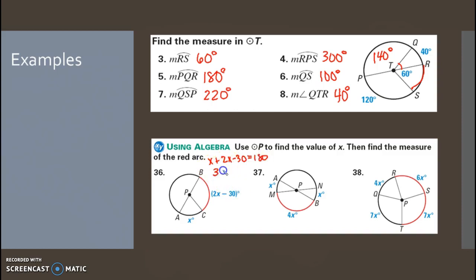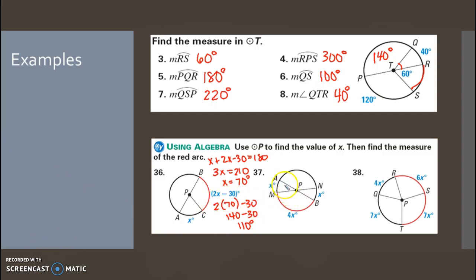So x and 2x is 3x. Add the 30 over and we get 210. Divide by 3 and x equals 70. All right, I want to use that to plug in to find the measure of the red arc, which is this BC here, 2x minus 30. So we got to do 2 times 70 minus 30, which is 140 minus 30, which is 110 degrees.